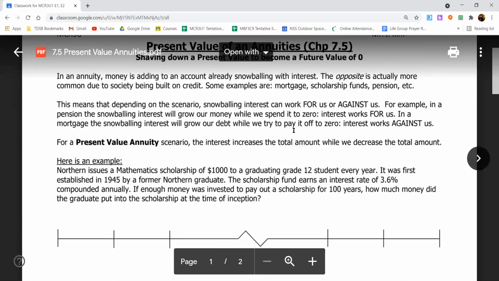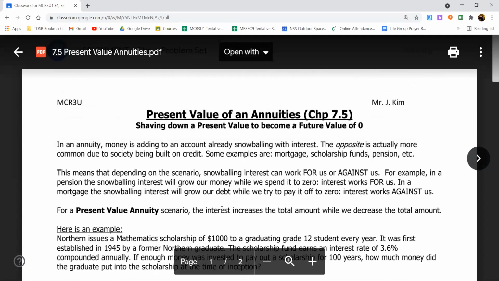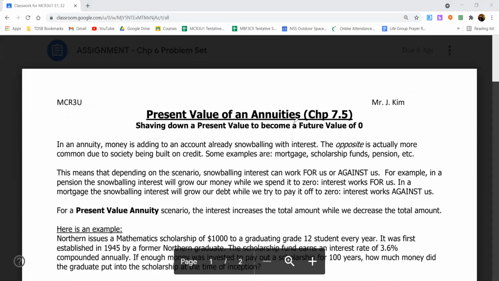In chapter 7.4, I gave you another sheet that had this kind of timeline. So I'm going to give you another example in hopes that the timeline will help you visualize it better. Present value of an annuity. Take a look at my grammar. I'm amazing. Present value of an annuity.